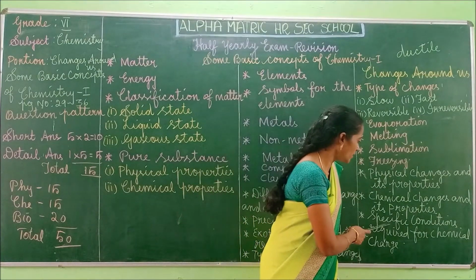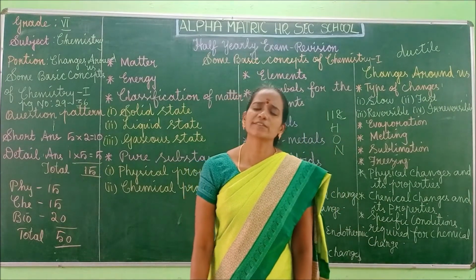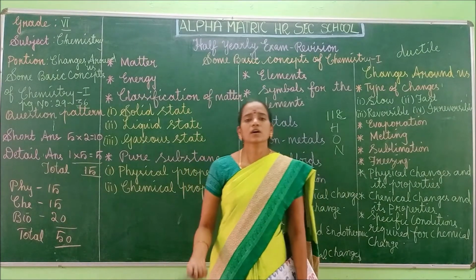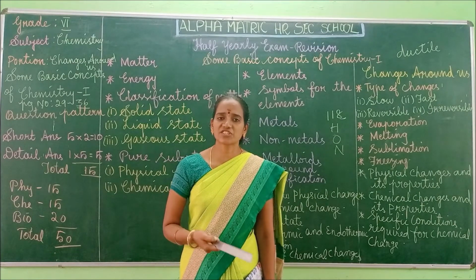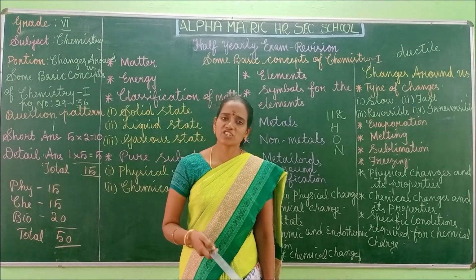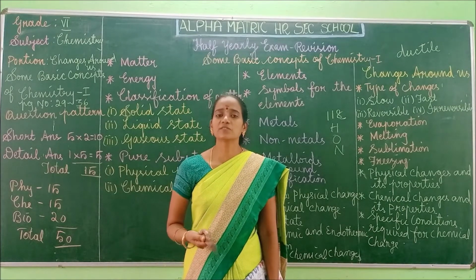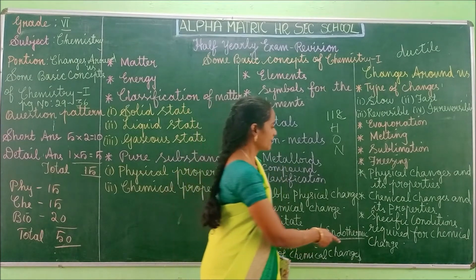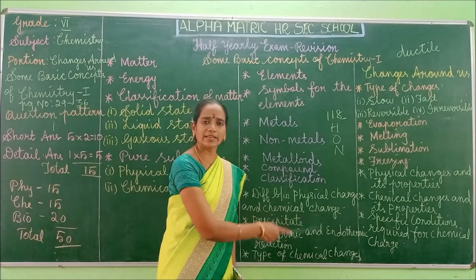So next one, specific conditions required for a chemical change. What are the specific conditions required for a chemical change to take place? Close contact and then catalyst, electricity, heat, pressure. Okay, so these are some of the conditions which are required for a chemical reaction to take place. Right. So next one, difference between physical change and chemical change.